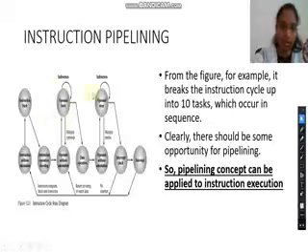Now looking into this instruction cycle state diagram, here we can see that there are some 10 stages present in this, or 10 tasks present in this particular state diagram. So clearly it shows that we can apply the pipelining concept to this instruction execution task, and we can improve the performance of the CPU.